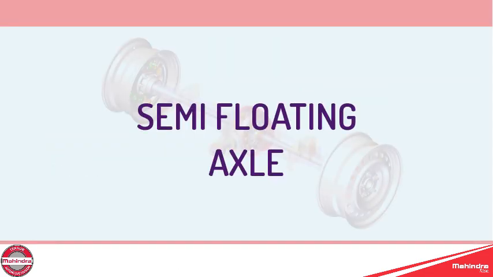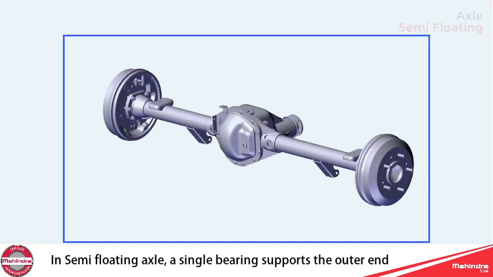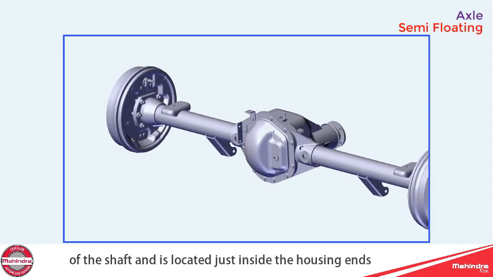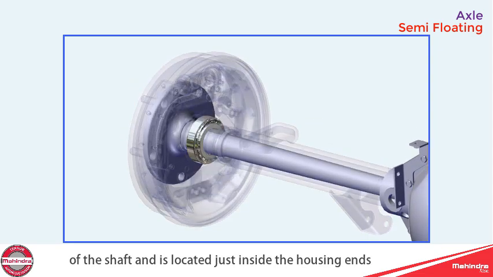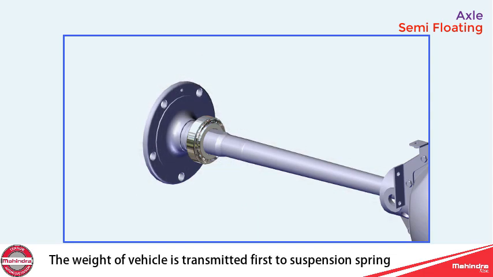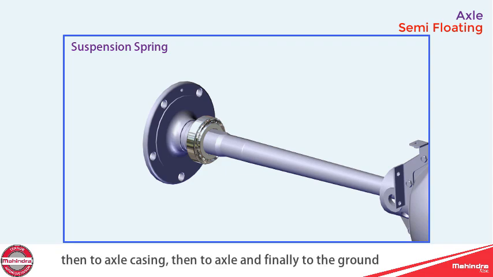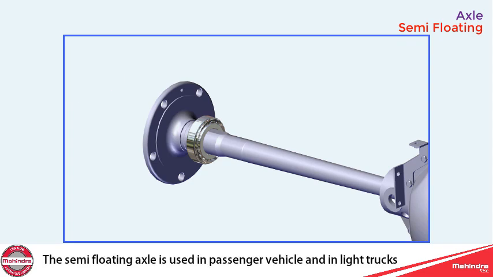Semi-floating axle. In semi-floating axle, a single bearing supports the outer end of the shaft and is located just inside the housing ends. The weight of the vehicle is transmitted first to the suspension spring, then to the axle casing, then to the axle and finally to the ground. The semi-floating axle is used in passenger vehicle and in light trucks.